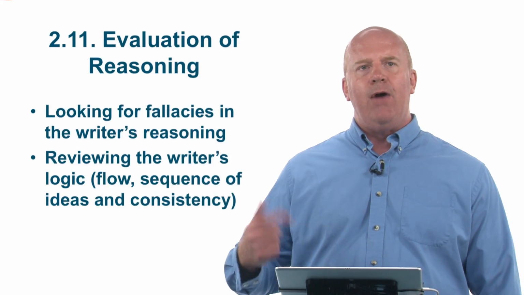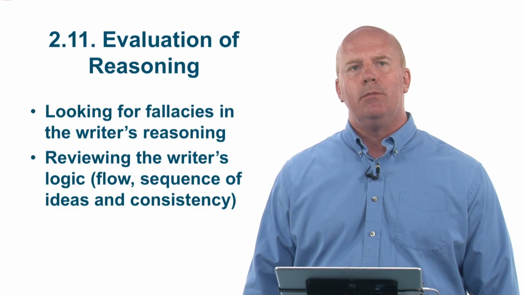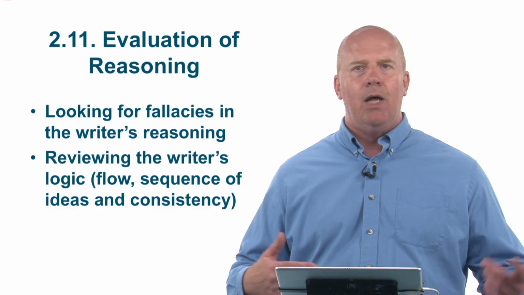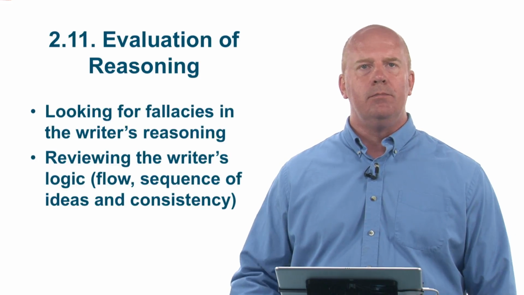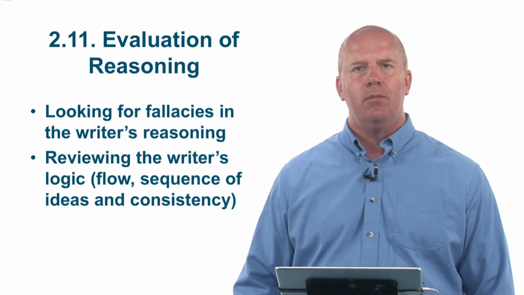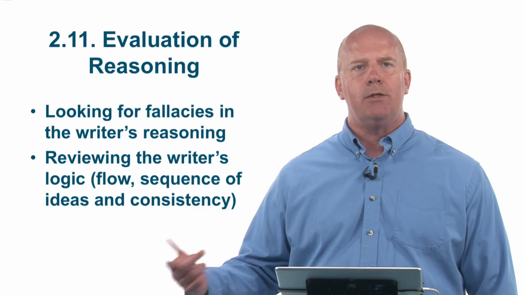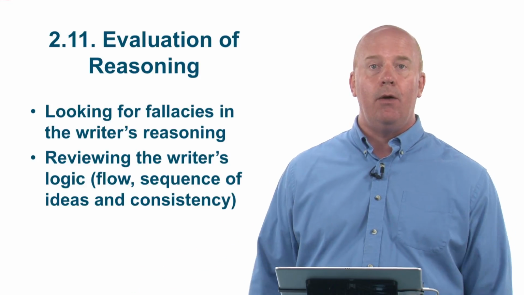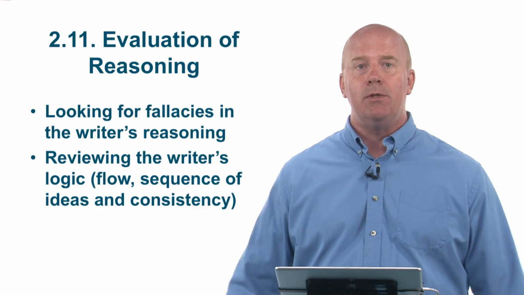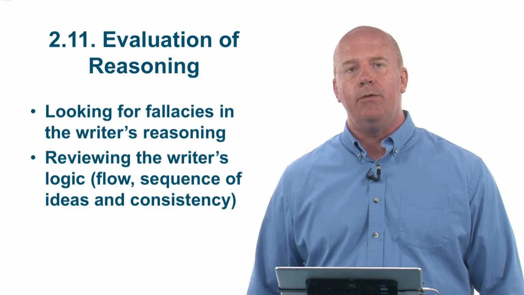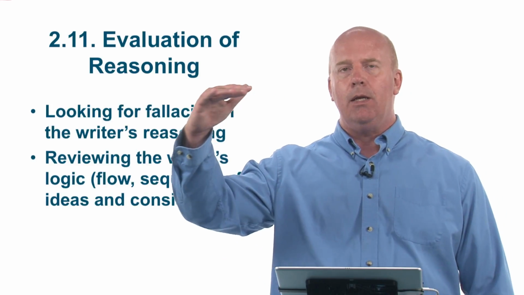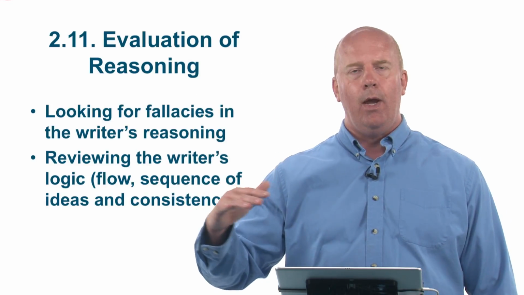You also want to look for fallacies in the writer's reasoning: logic that doesn't make sense, inconsistencies, things that may not seem right. You also want to review the writer's logic. And this we've looked at already, but the flow, sequence of ideas, consistency, coherence. How does it start at the beginning? Does it keep going in a logical way?